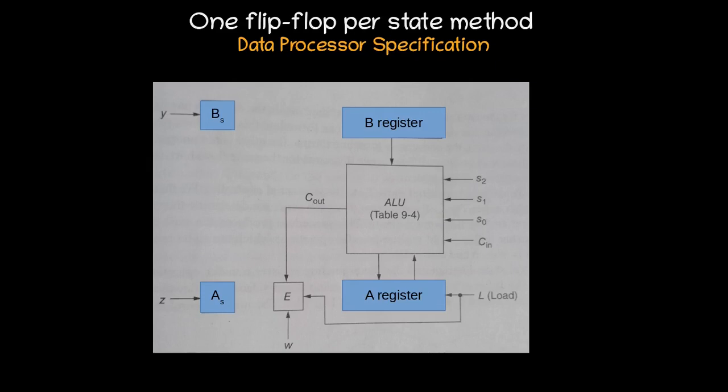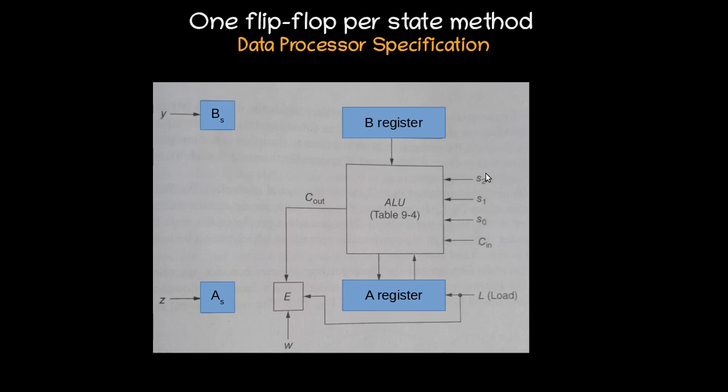Then data processor specification, that is the next step. So this is our ALU and B register. BS is our sign bit corresponding to the B register. This is the magnitude part, and this part is the magnitude for the A register, and this is its sign bit. Then here we are using an ALU that we have already designed in our previous section, in chapter 9, and the operations performed by this ALU are given in table 9.4 of our reference textbook.